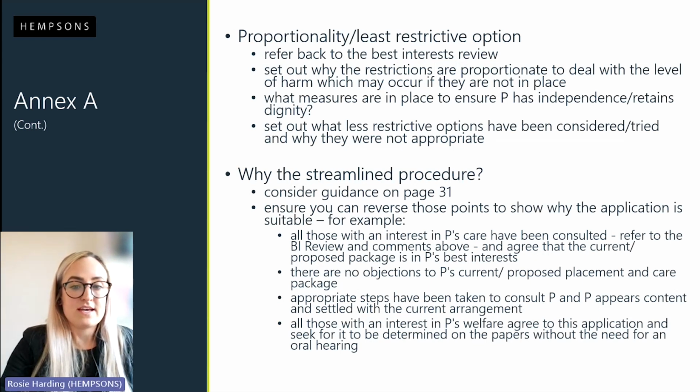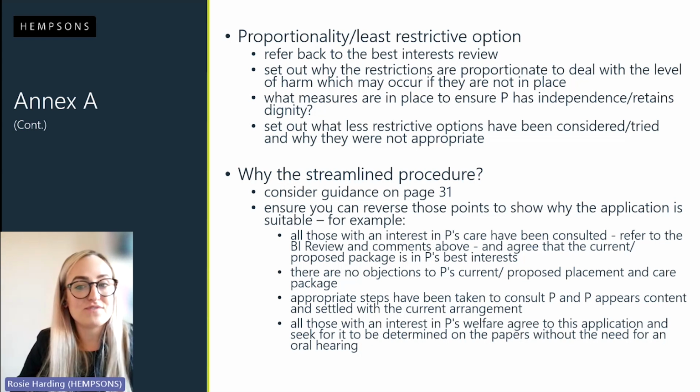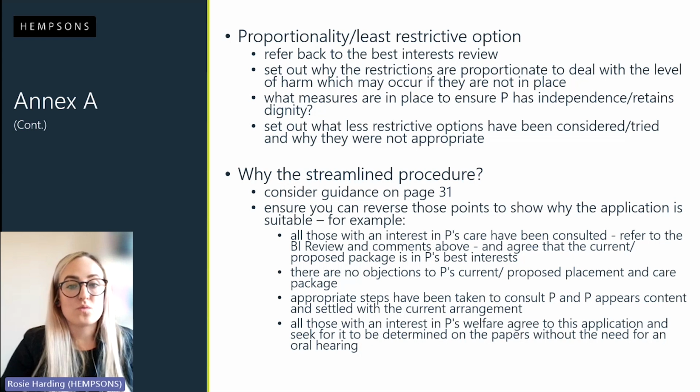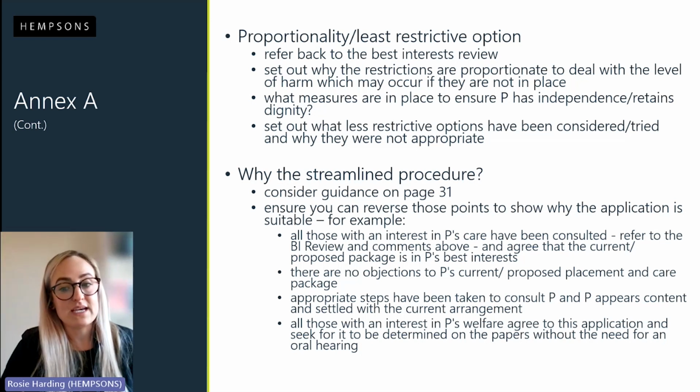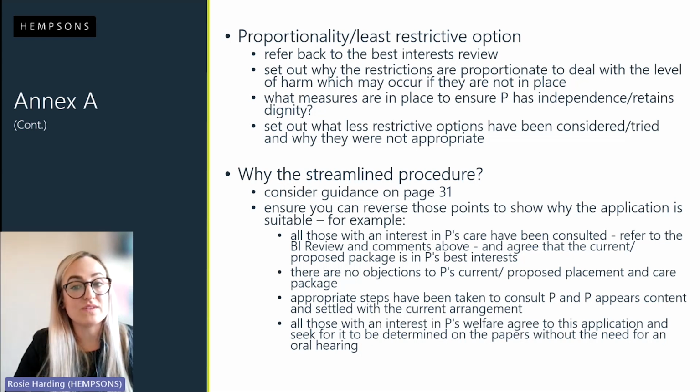Okay. Now, you'll be pleased to know we've almost made it to the end of Annex A. We're now on to page 15, where you're asked to set out over the course of 2 boxes why the deprivation of P's liberty is proportionate and the least restrictive option available. You can refer back to the best interest review and reiterate your assessment of the risk of harm on the page before.